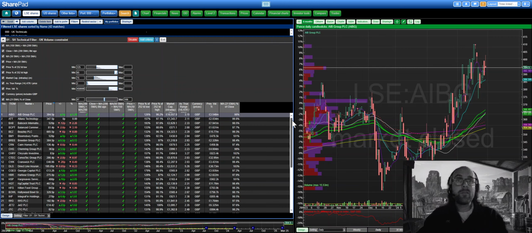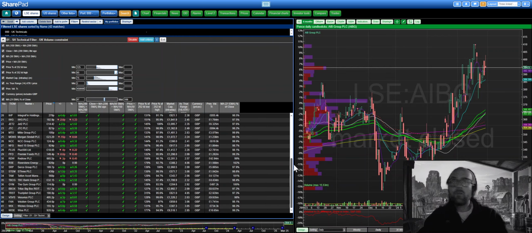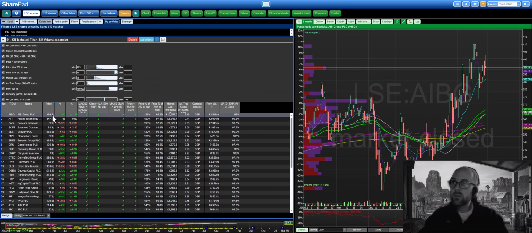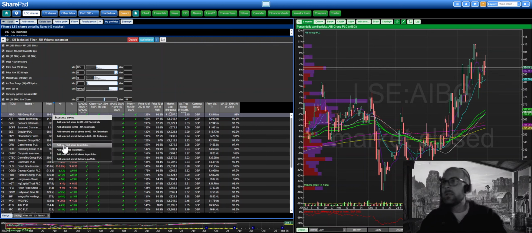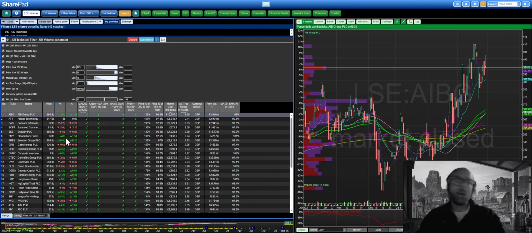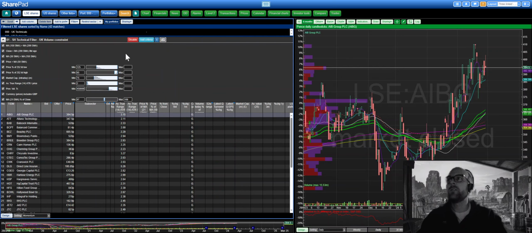So I've run that filter against the UK market. You can see I've now got 42 potentials. And what I'll now do is add all those shares to my UK technicals watch list. I can exit out of this view.